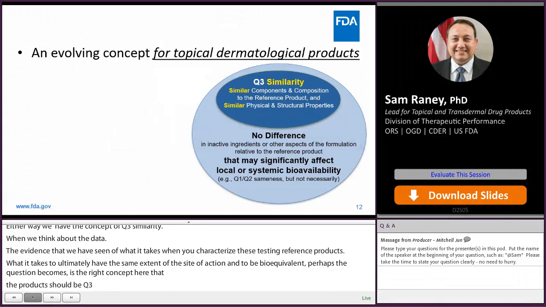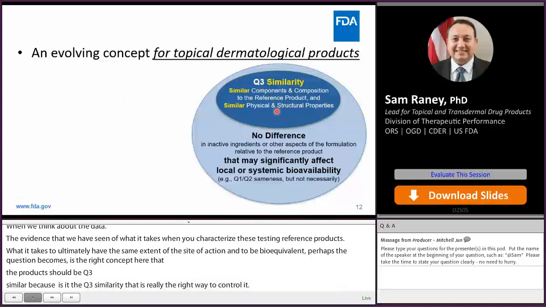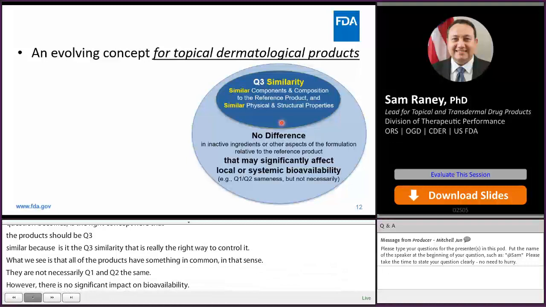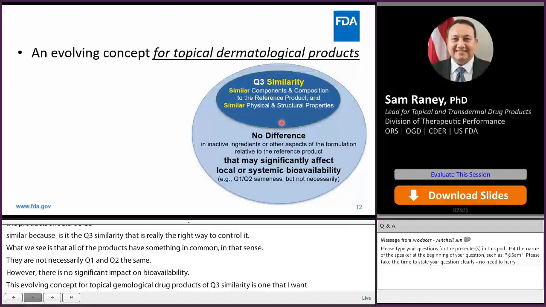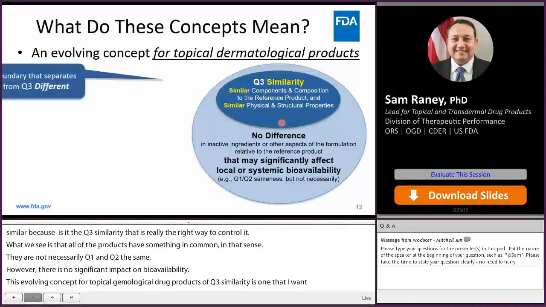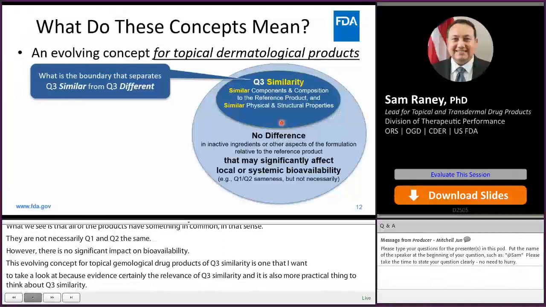So this evolving concept for topical dermatological drug products of Q3 similarity is one that I want to take a little bit of time to talk about, because while evidence certainly demonstrates the relevance of the concept of Q3 similarity, and it's also more practical to think about Q3 similarity, it's really important to be clear, what do these concepts mean in a practical sense? And in particular, at what point are you close enough that you're similar, and at what point are you no longer close enough that you are now different? In other words, what is the boundary that separates Q3 similar from Q3 different?